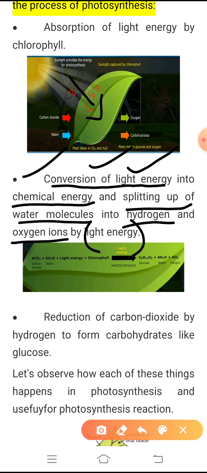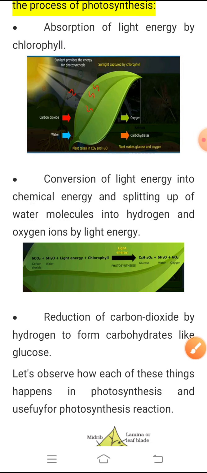Here, conversion of light energy into chemical energy takes place, and splitting up of water molecules means the formula of water is H2O, right? So the water contains both hydrogen as well as oxygen. This water molecule is split into hydrogen as well as oxygen ions by the utilization of light energy.